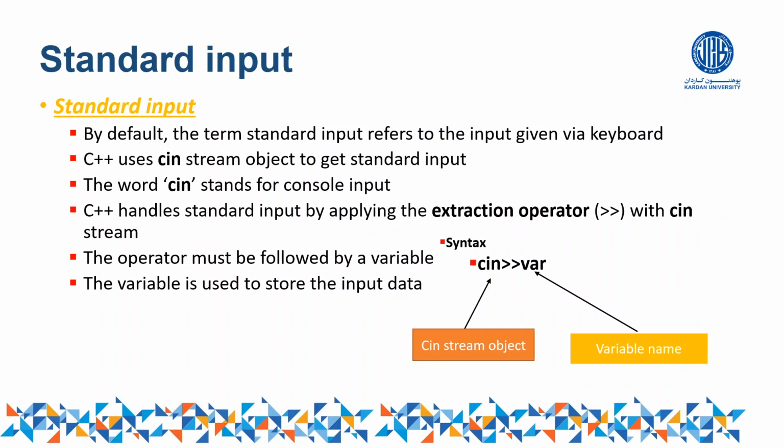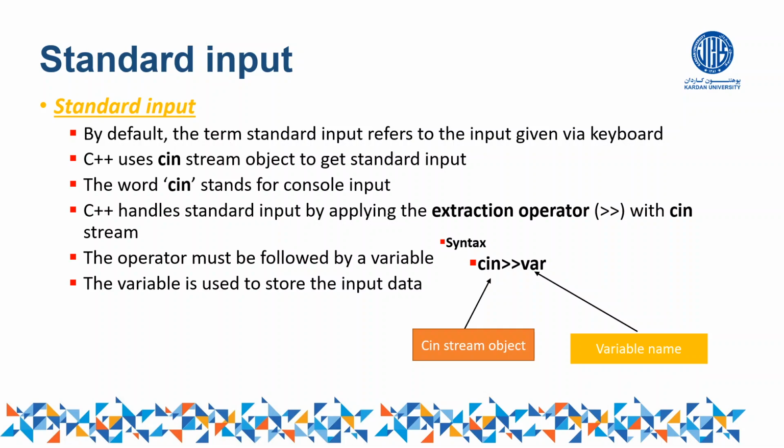Now C++ handles standard input by applying the extraction operator with the cin stream. Students, keep this in your mind: here we are using the extraction operator, also called the get from operator. This operator, the double greater than sign, in programming we call the extraction operator. Normally extraction operators are used in conjunction with the cin stream object.